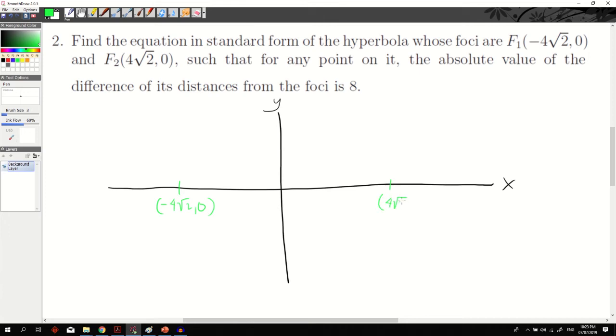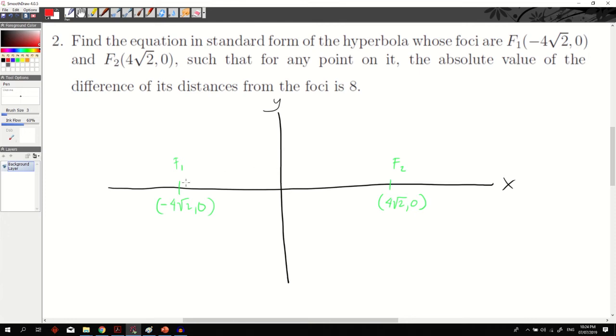+4 square root of 2, 0. Okay, so this is the F2 and it should be the F1. So we have here that for any point, the absolute value of the difference of the distances from the foci is 8. So we need first to get the center.